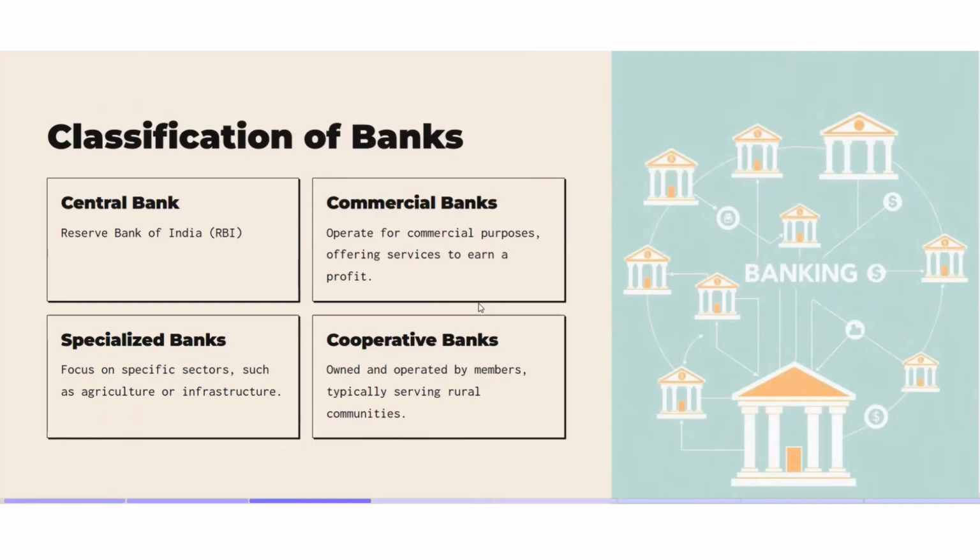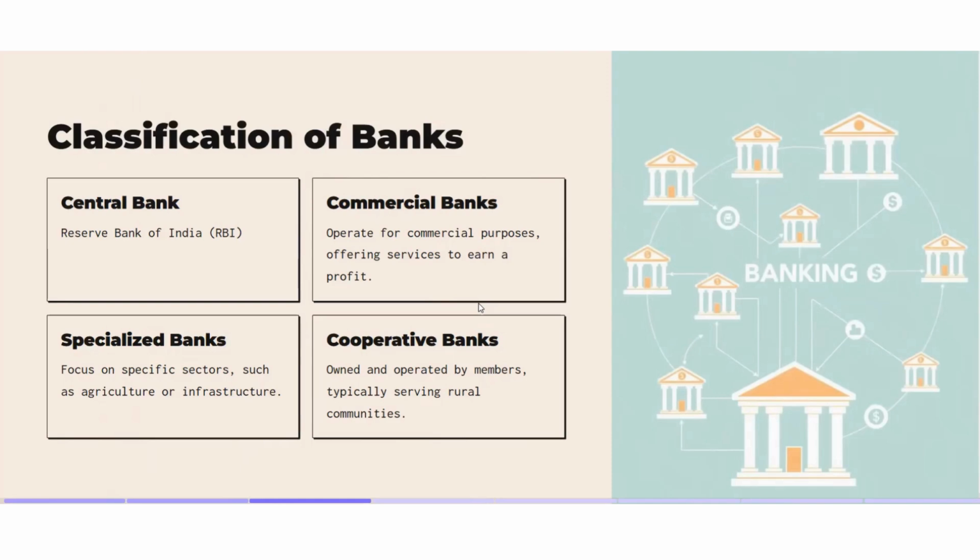Here we need to understand what is the meaning of commercial. So commercial means any bank who is offering services and financial products to earn profit out of it. So that purpose makes them commercial in nature. So earning profit out of any transaction is called commercial. So operate for commercial purposes, offering services to earn profit. That's why we call them commercial bank. It includes public sector banks as well as private sector banks.